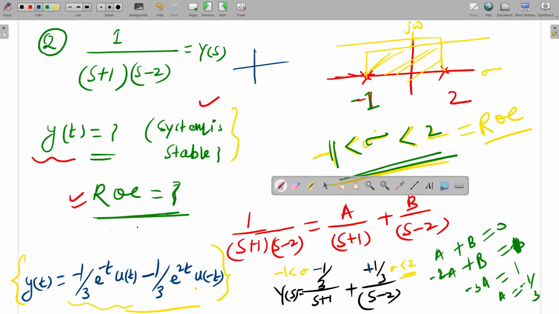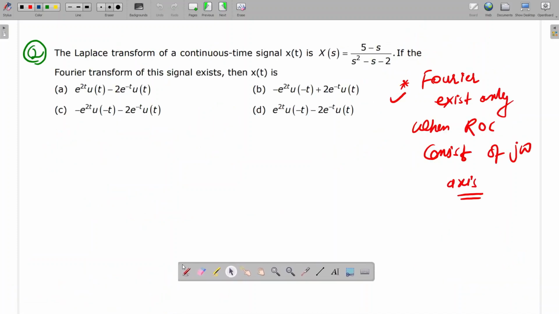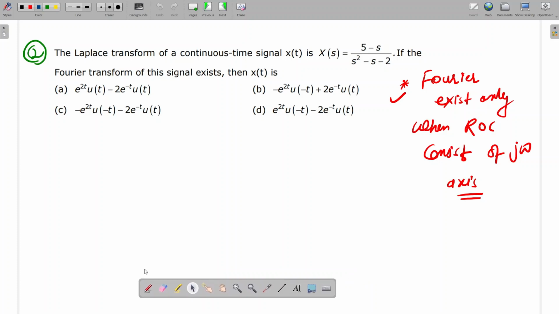I think in that way it will be stable. Okay, so this kind of question is asked in GATE also. I'll show you one question. See, this is an easy question. There they have written a term in a different way.